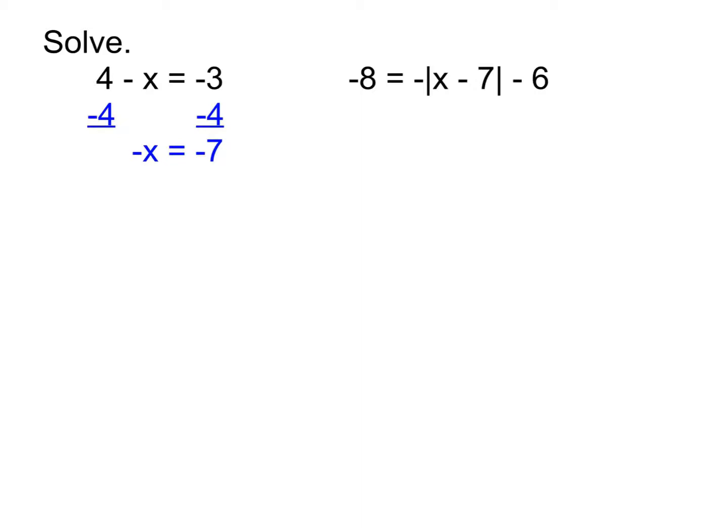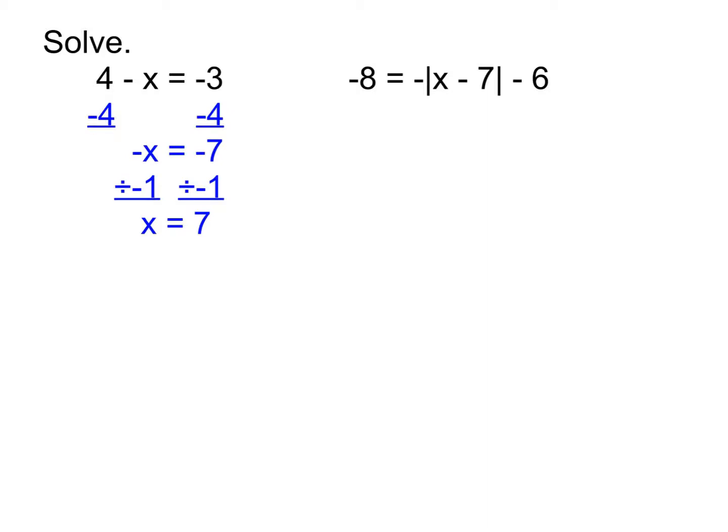So in order to get rid of the negative that's in front of the x, remember that's the same thing as negative 1 times x equals the negative 7. So if I'm going to get rid of that negative, that means dividing both sides by negative 1. And so then we get x equals a positive 7 there.